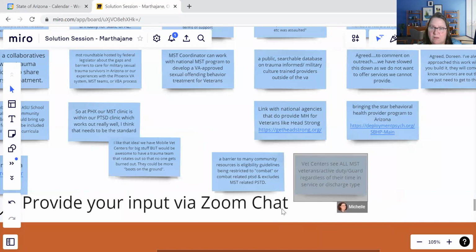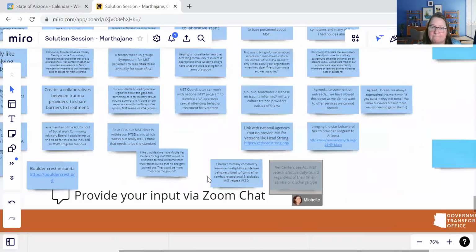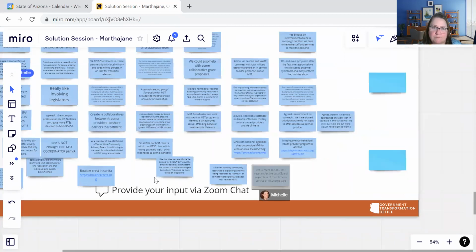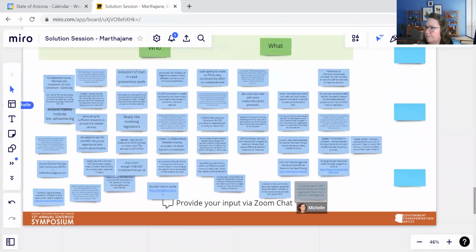Vet centers see all MST veterans, active duty, guard, regardless of their time in the service or discharge type. Oh, that's good news. Danielle reports that the MST coordinator position is starting mid-May, if it all happens. And you'd like her to be involved in this, okay? And have a peer starting in BHIP, first peer position. Awesome.